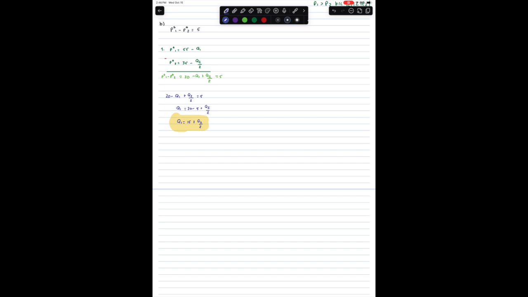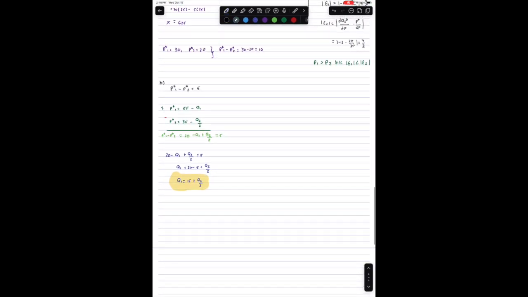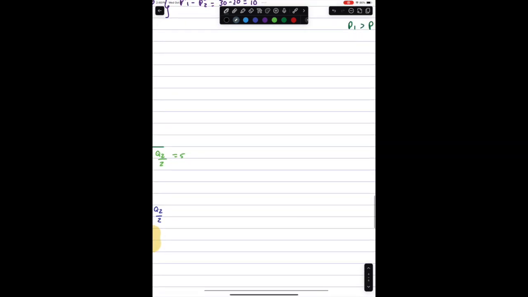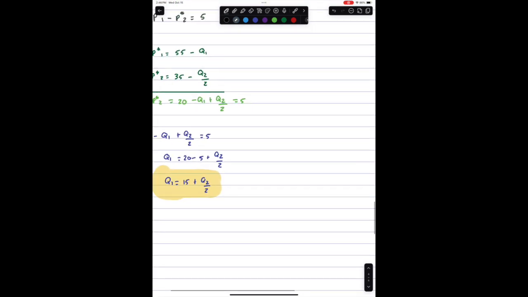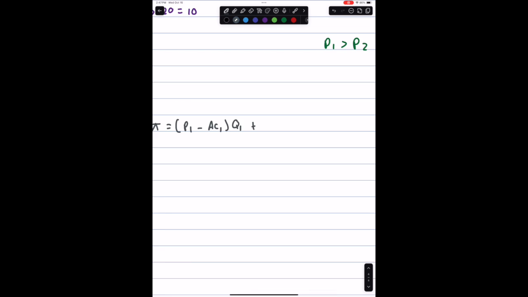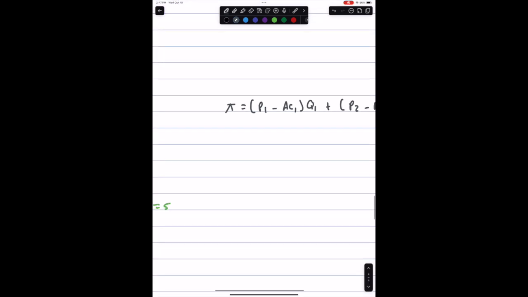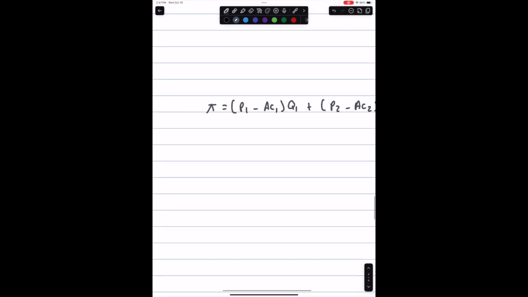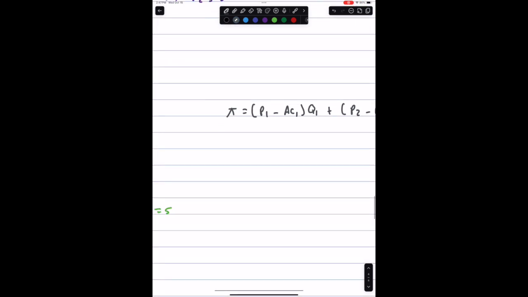And how do we solve for the optimal amounts of Q1 and Q2? By using this identity. We know that total profit is going to be equal to the price of 1 minus the average cost of 1 times Q1, plus the price of 2 minus the average cost of 2 times Q2, right? Because these are our two markets. Well, we know what P1 and P2 are, and we know what average cost 1 and average cost 2 are, so we can substitute them in.